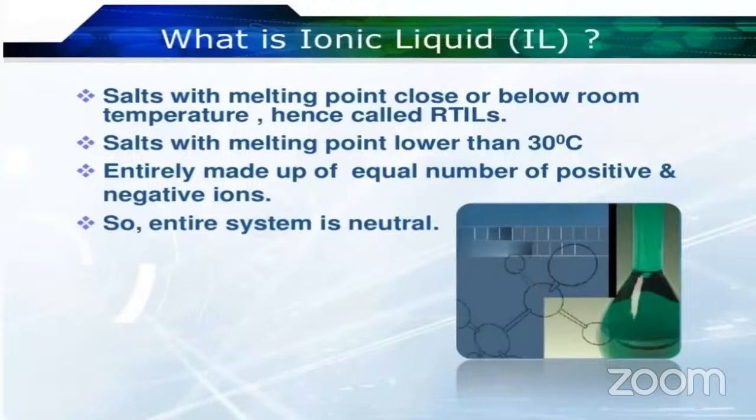Now, what is ionic liquid? Ionic liquid is a salt in liquid state having a melting point close to or below room temperature. Its melting point will be lower than 30 degrees centigrade. Ionic liquid is made up of an equal number of cations and anions. That's why the entire system of ionic liquid is neutral.